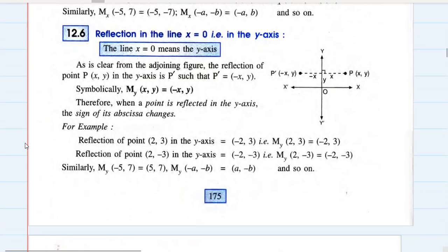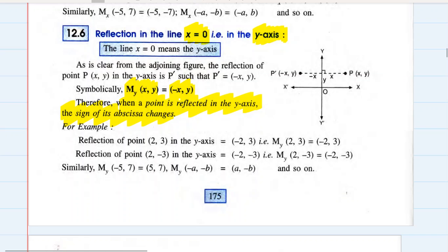Let's go to the next topic, that is reflection in the y-axis. What is the other name of y-axis? Y-axis is also known as x is equal to 0. Okay, so symbolically, any point which is reflected in y-axis, its x coordinate changes the sign but y coordinate remains as it is. When a point is reflected in y-axis, the sign of its abscissa or x coordinate changes.